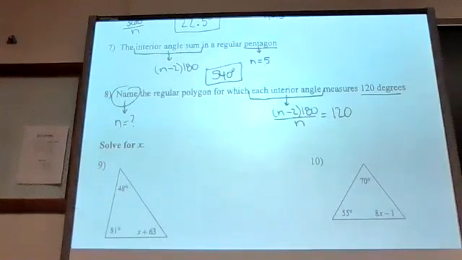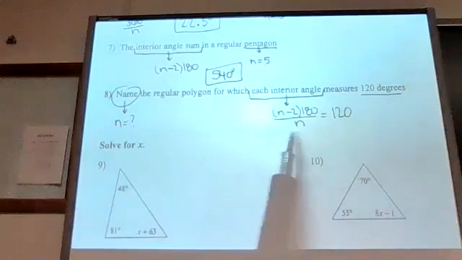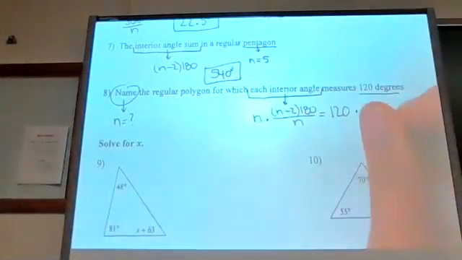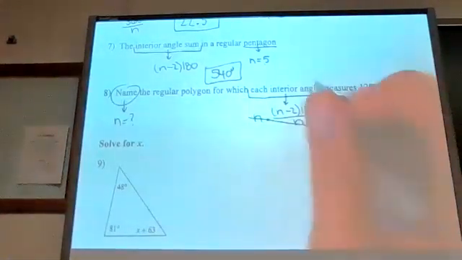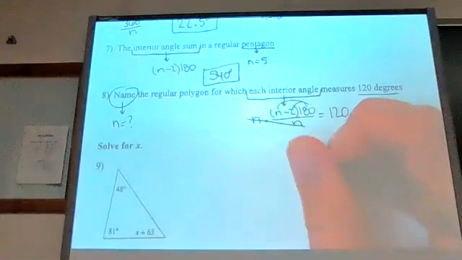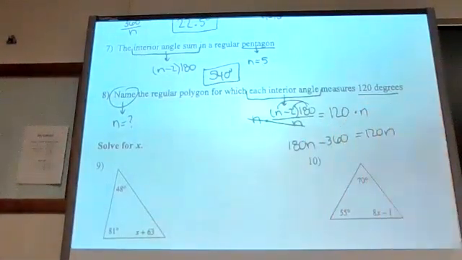One would be to use inverse operations and solve the equation as we do in algebra class all the time, but it's kind of funny because the variable's here. So one way that I could start this is to multiply by n on both sides just to get rid of the fraction. And then I can also distribute the 180 at the same time. Okay, so then I would write, I have 180n subtract 360 equals 120n. That's one way I could get started.